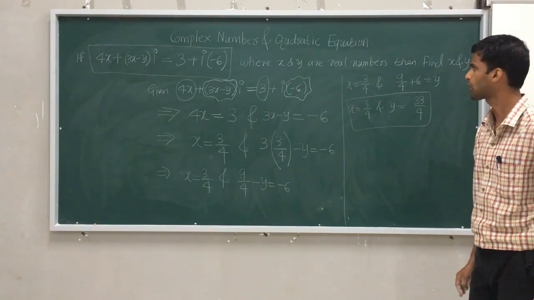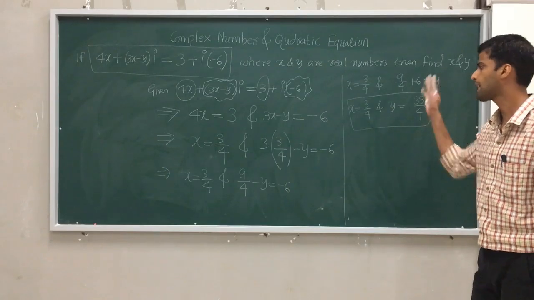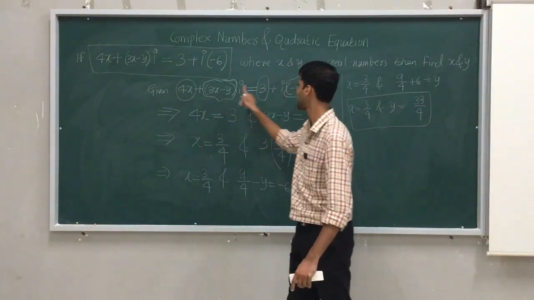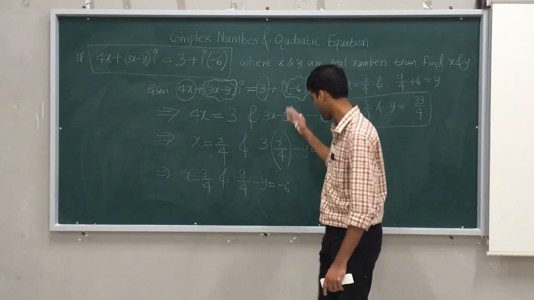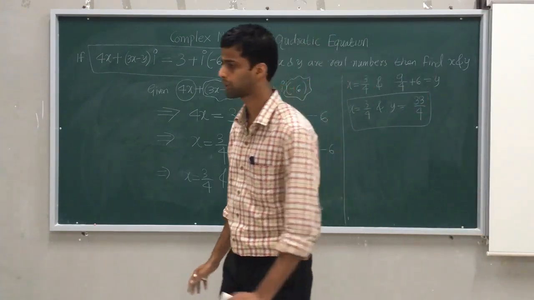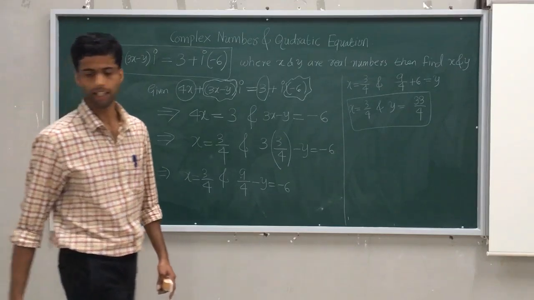It happened because of the equality of two complex numbers, because they only gave in the question that they are equal. What I did: two complex numbers are equal means real parts and imaginary parts should be the same, and I proceeded. I got 3 by 4 as well as 33 by 4. So that's the answer, that is 3 by 4 as well as 33 by 4.